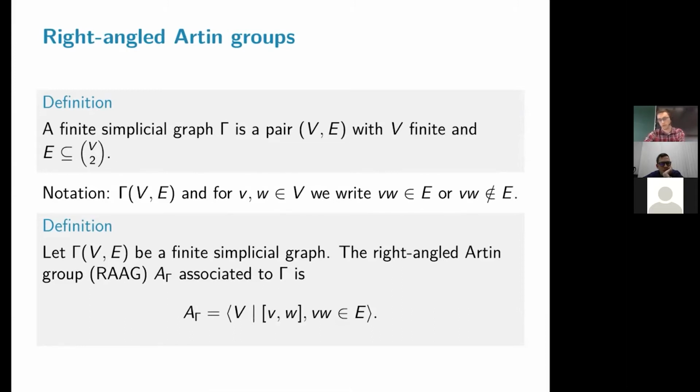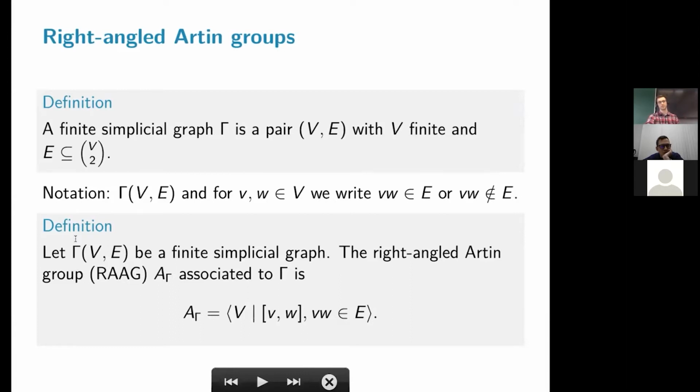And then with this, we can define quite easily the right-angled Artin group. Starting from a graph gamma with vertex set V and edge set E, we associate it with the group that has the following presentation. It's generated by the set of vertices, and the only relations you add to your group are commutator relations. So which vertices do you let commute? Only those that are connected by an edge.